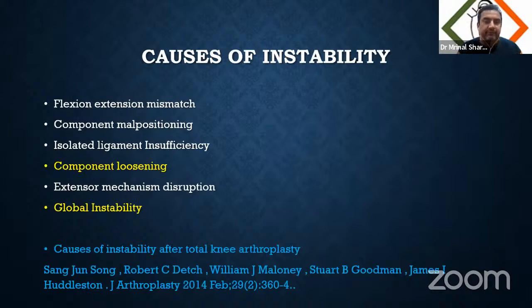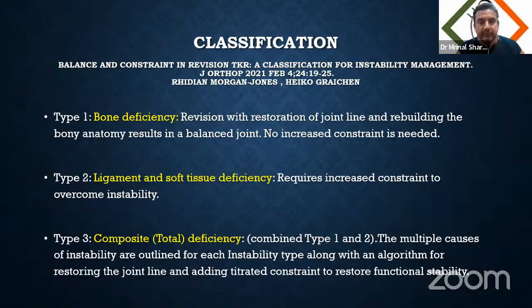So we were dealing with 2 things: component loosening due to probably aseptic loosening, as the infection workup was normal, and global instability, which needed to be addressed. So this classification by Rodriguez, Jones, and Greichen told us that there are 3 kinds of instabilities. Type 1 is a bone deficiency only, type 2 is ligamentous and soft tissue deficiency, and type 3 is a composite one.